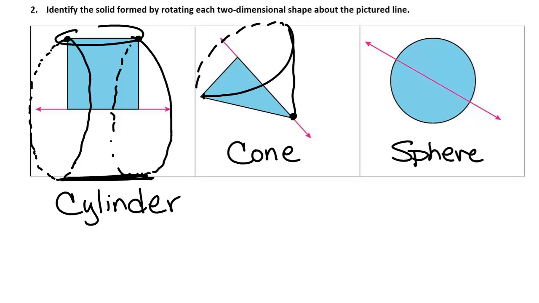We could make cylinders with holes in the middle. We could make cones with holes in the middle. But it's always going to be something with that circular type base to it, or it's going to be a ball. It's going to be a sphere.